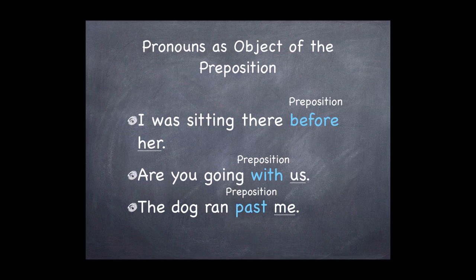Now, just as nouns can be the object of the preposition, so can pronouns. I was sitting there before her. Preposition before, and the object of the preposition in this case is her. Before who? Before her. Are you going to sit with us? Are you sit with who? With us. The dog ran past me. Past who? Past me. So in these cases, her, us, me are all acting as objects of the preposition. Before her, with us, past me are all prepositional phrases.